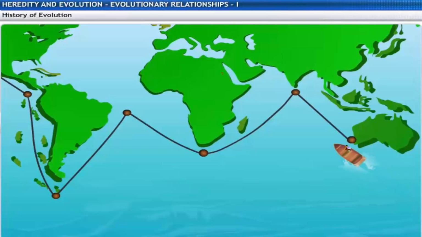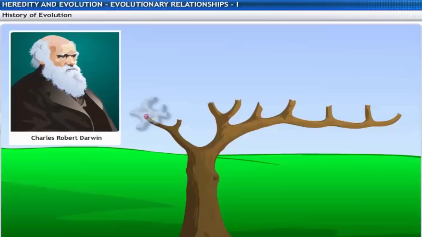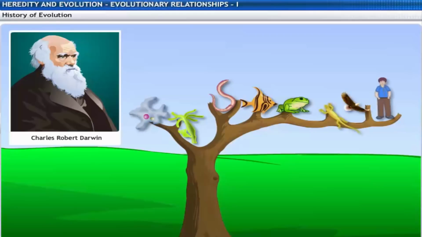He set out on a voyage, observed various species of life on Earth, and put forward the idea of evolution of species by natural selection. Darwin compared the emergence of new species to the branching of a tree. He said that a species inherits its characters from its ancestors.